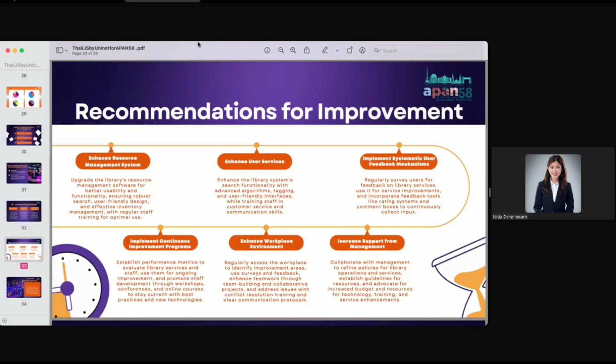Okay, here are recommendations for improvement. I will go through them real quick. First one, enhance the resource management system. And then next, enhance user services. And next, implement a systematic user feedback mechanism. And increase support from management, enhance the workplace environment, and implement a continuous improvement program.